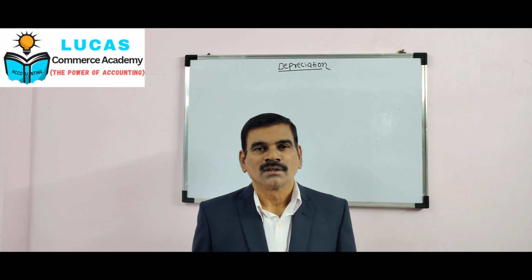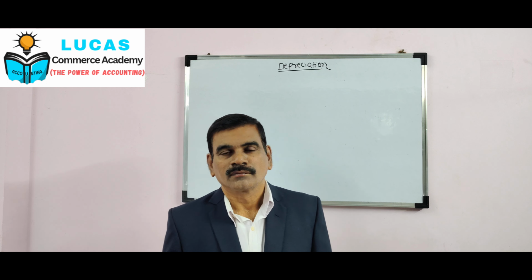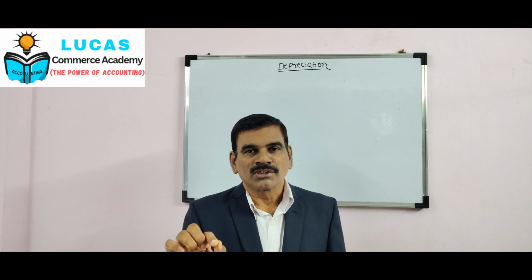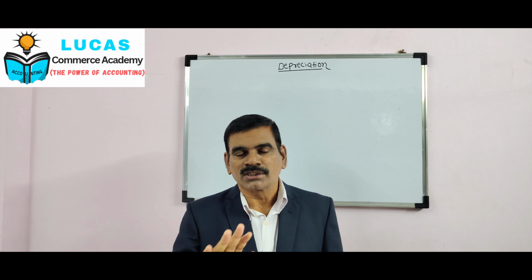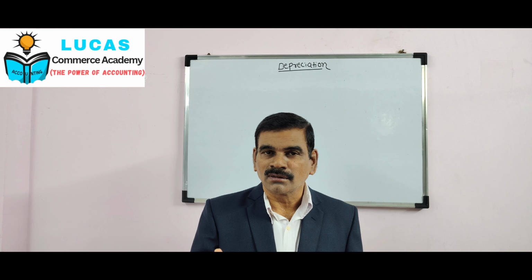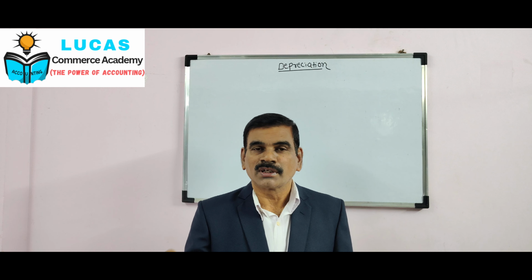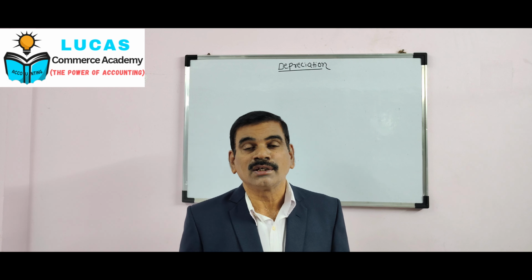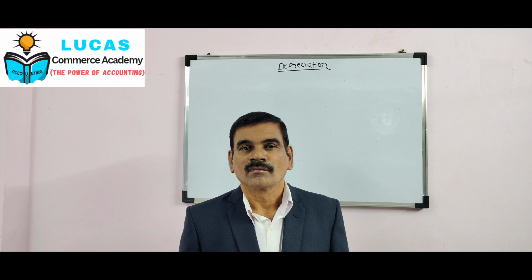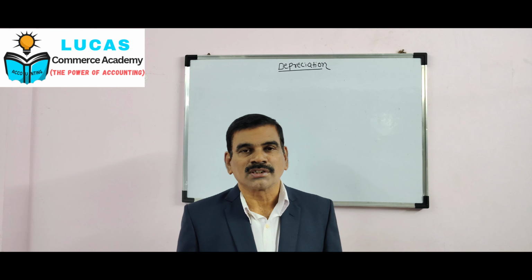The first one is the fixed installment method. Under this method, the amount of depreciation is constant, fixed for each and every year till the end of the life of the asset. Okay. So under this method, how to calculate depreciation?